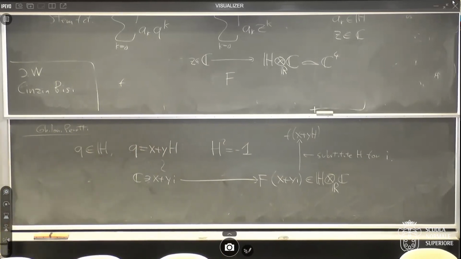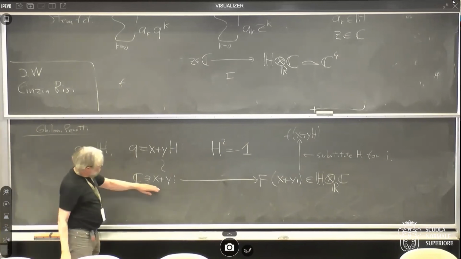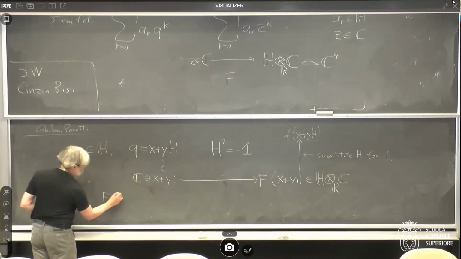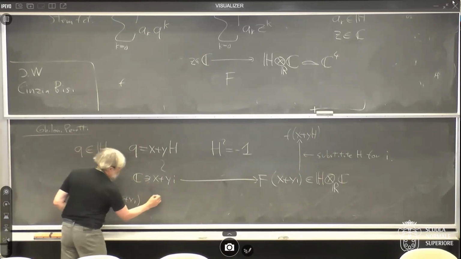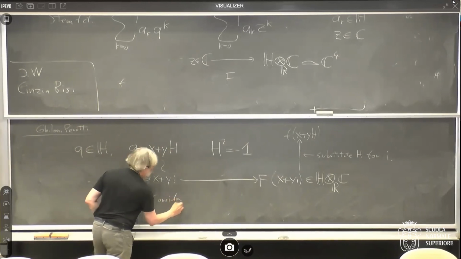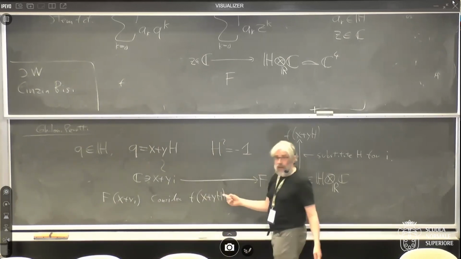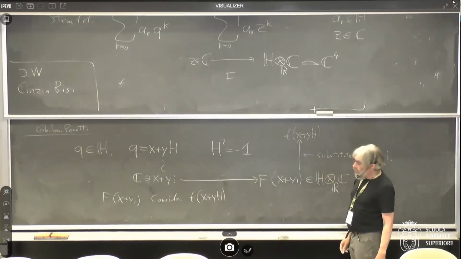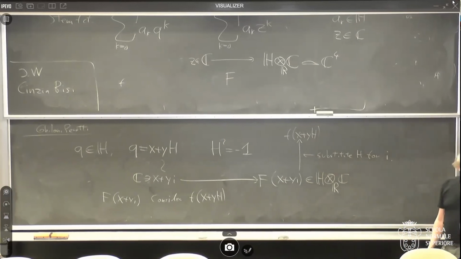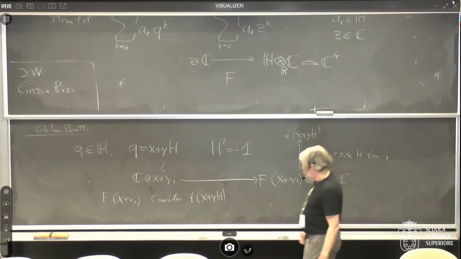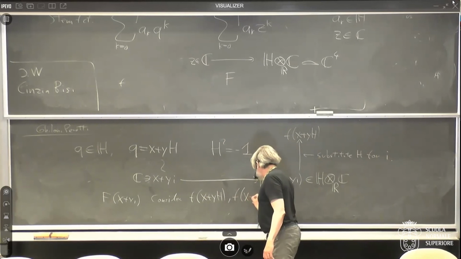And in fact, one can also go the other way around. The other way around follows in the following way. If I am interested in f of x plus y i, I have to consider small f of x plus y h, where h is an arbitrary imaginary unit. And now I take advantage of the property that the imaginary unit in the complex numbers is not really unique. It's unique up to conjugation. You have two roots of -1 in the complex numbers. And so we also have to consider x minus y h.